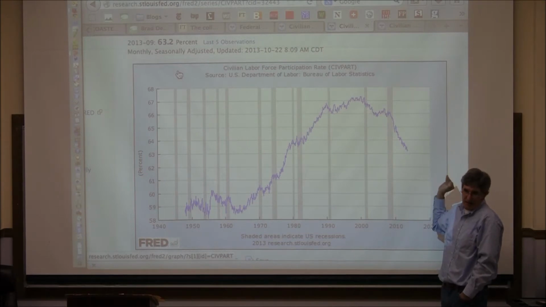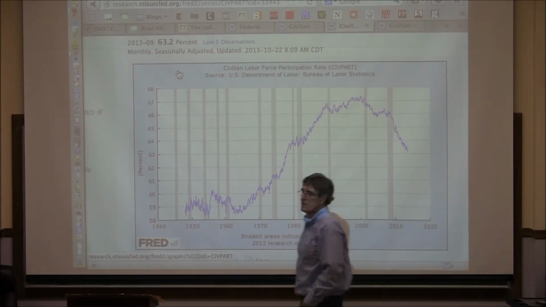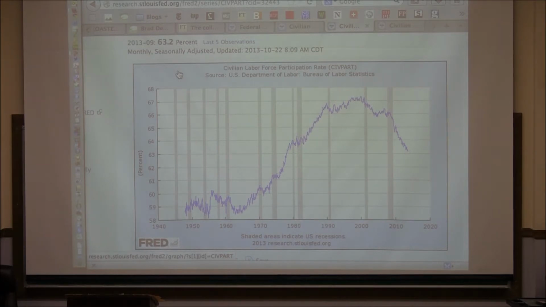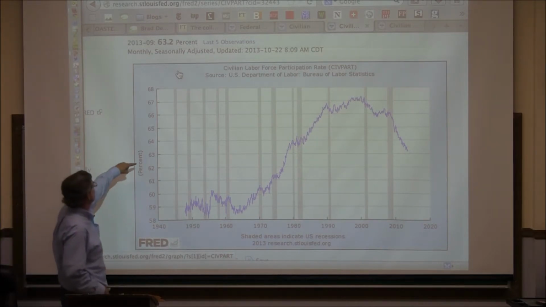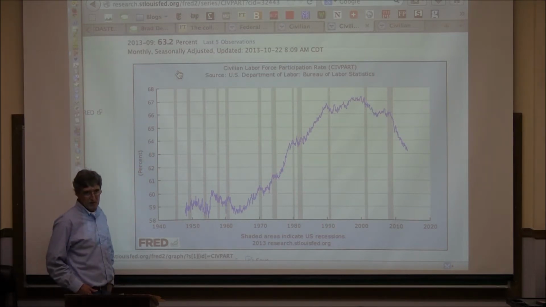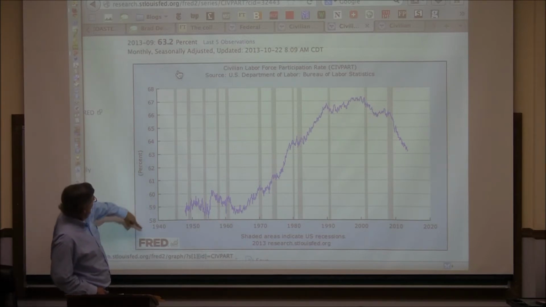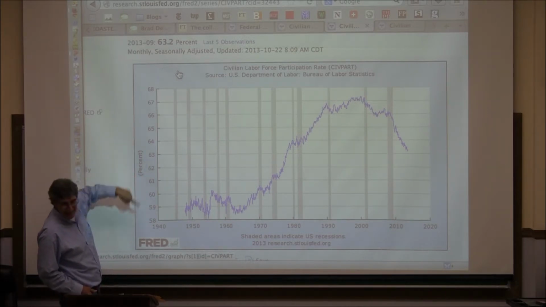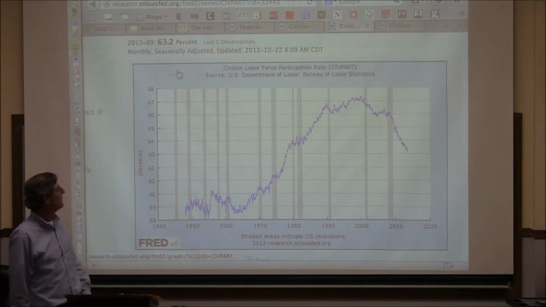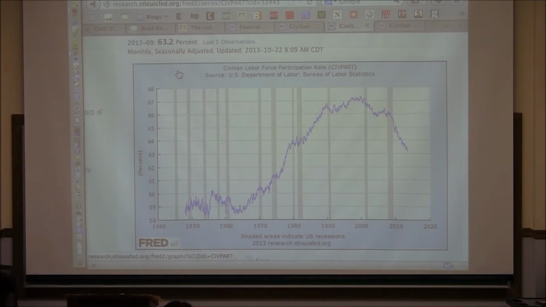These are the latest data. The participation rate is the number of people participating in the labor force out of the population, and it has been declining. It's currently about 63%. It's about two-thirds of the population that works. Now you have to remember the scale of this. It's from 58 to 68, so we've blown out the small scale. The magnitudes aren't on the scale.